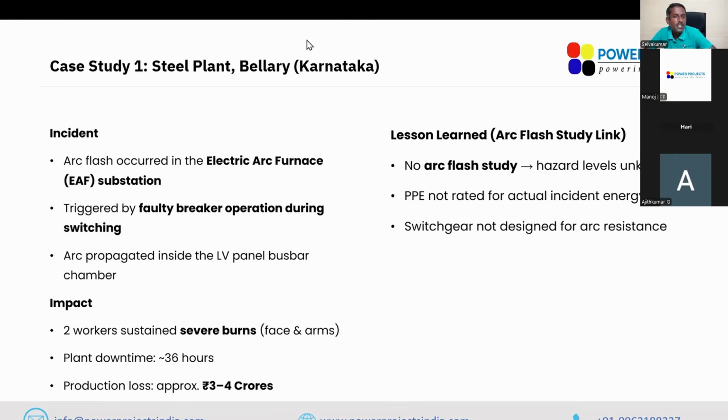The first is a steel plant in Karnataka. An arc flash occurred in an electric arc furnace, with a faulty breaker operating during switching. Two workers were severely burned. Plant downtime was about 36 hours and production loss about 3 to 4 crore Indian rupees. Lessons learned: no arc flash study, PPE not rated for the actual incident energy, and switchgear not designed for arc, meaning it was not arc-rated switchgear.